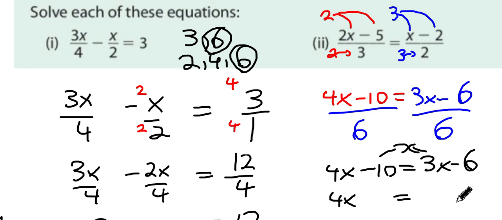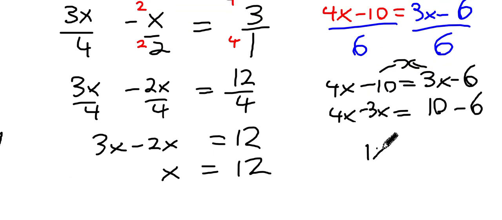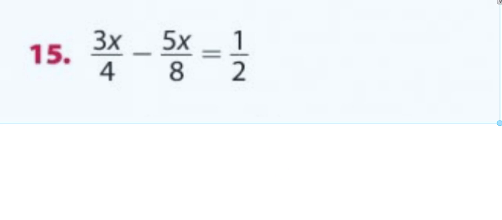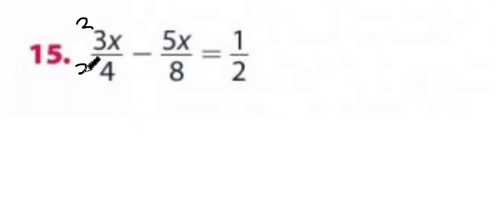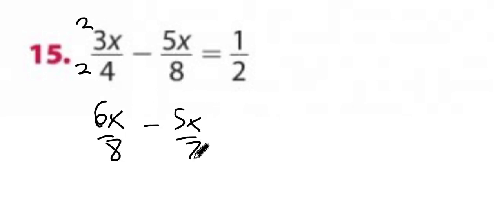Now, write them directly underneath. If it goes, it has to change. So what does 3x change into? Plus 3x changes into? It does indeed. And minus 10 changes into? It does. 4x take 3x. 10 minus 6? 4. Anybody have an answer for me? What do you get? 4. Okay, 6x over 8 minus 5x over 8.